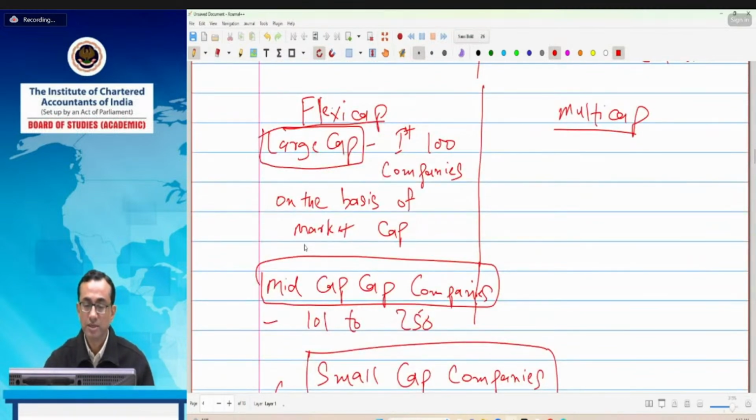So the top 100 companies are called large cap companies. These companies are considered to be, you can say, the safest among all the companies because of the compliances and because they have been in the business for a long period of time.